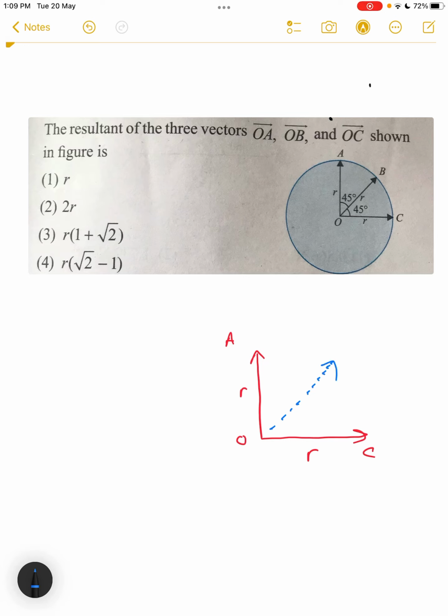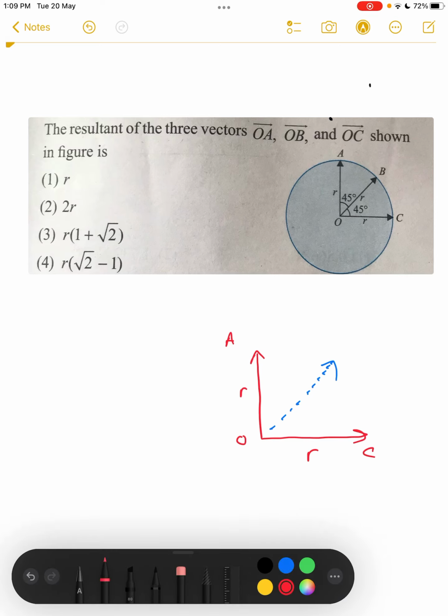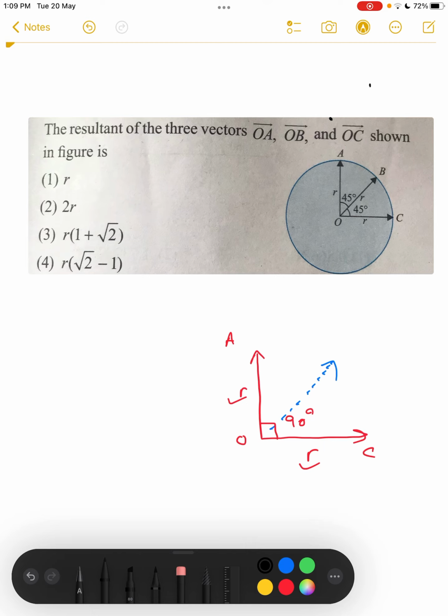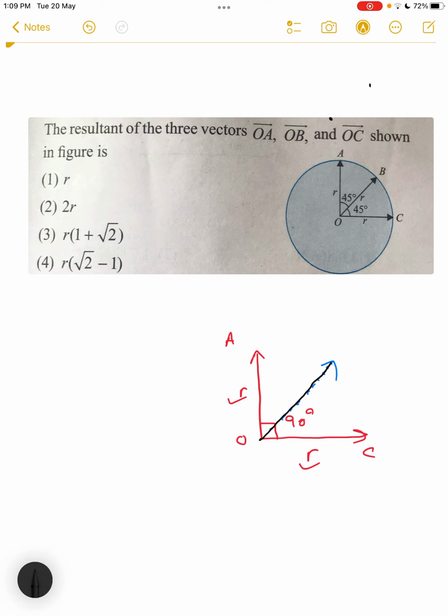this vector R in between them. So first let's take the resultant of these two, this R and this R. Let's forget about OB right now. The angle between these two is 90 degrees, so the resultant of these two has to be in between them, and you already know how to find the resultant.